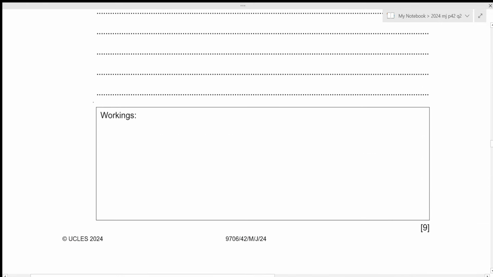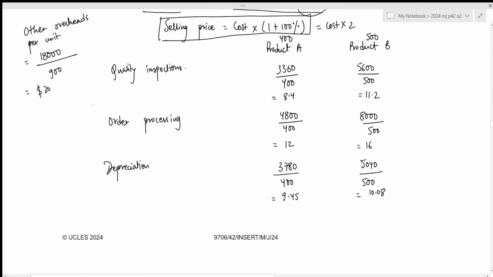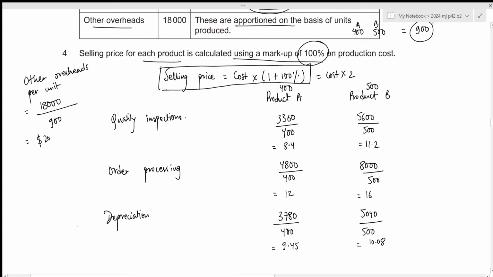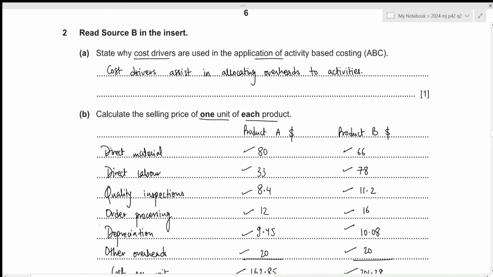And we have been given the working section right here. So you need to show all of your workings for the division of overheads using the activity-based costing, so that you get your markings correctly.